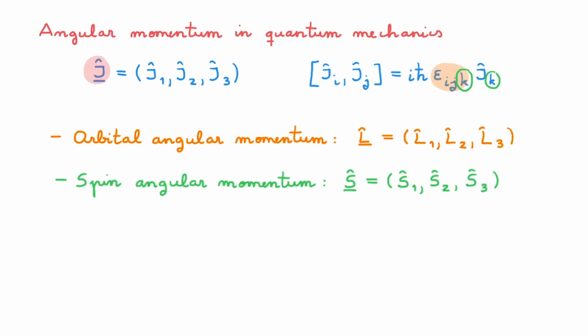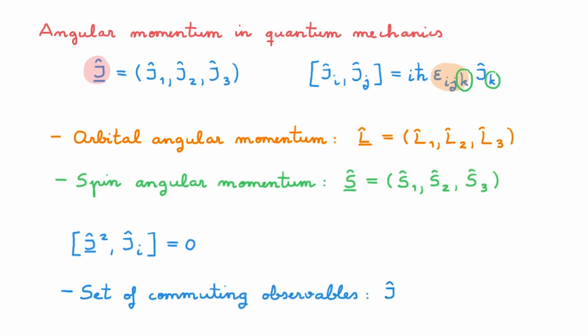As the different angular momentum components don't commute, they don't form a set of compatible observables, so we cannot use J1, J2, and J3 as the basic building blocks of the theory. Instead, we found in the video on angular momentum that the operator J squared does commute with each individual component. This suggests that we can build a set of commuting observables by combining J squared and one of the components Ji. The conventional choice is to use J3, although in principle we could have chosen any other component.